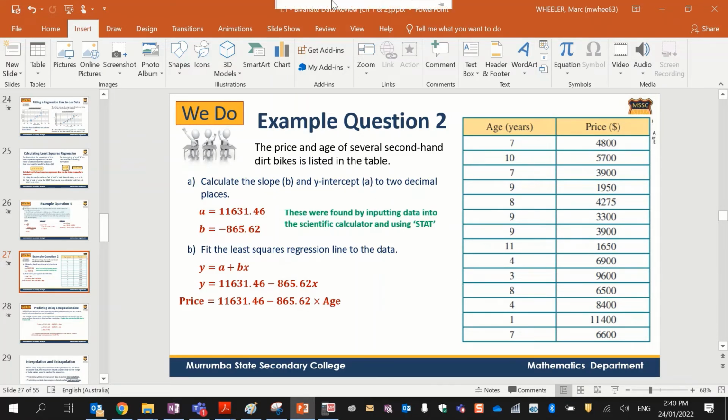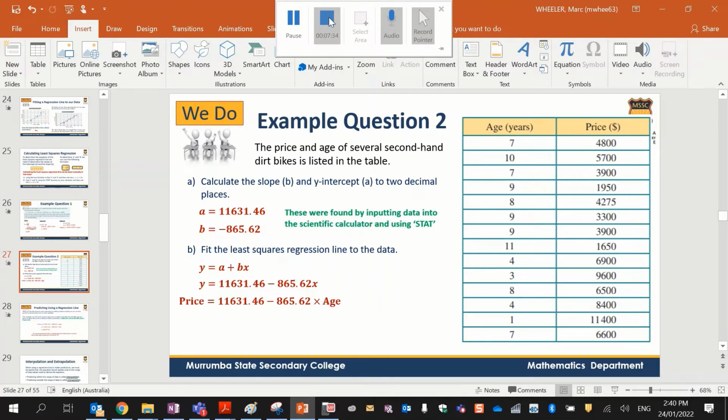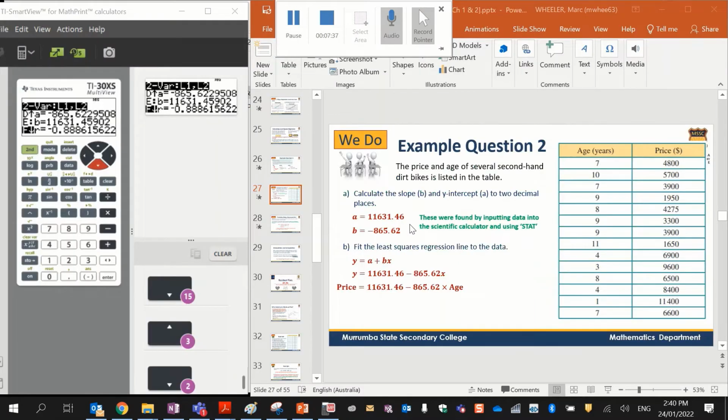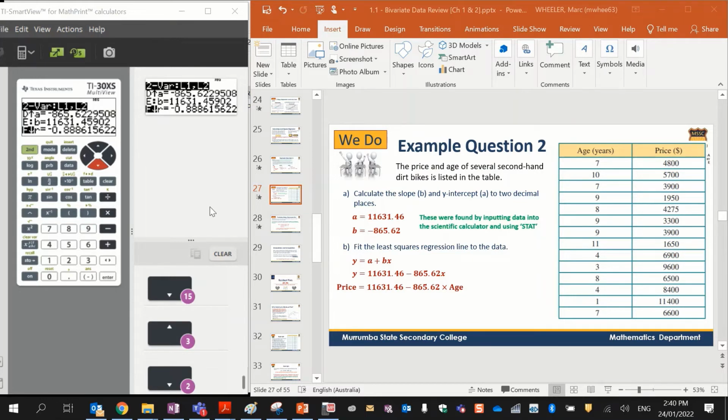So I'm just going to pause the video for a moment because this is a bit confusing. Okay, so I've gone back to my scientific calculator from before, and we're in that shift stat 2 variable statistics, and we're looking at all these statistics. Now I've scrolled down to A and B. Now notice that my A, negative 865.62, actually is B, and my B, which is 11,631.46, is actually my A. So this is the weird part.